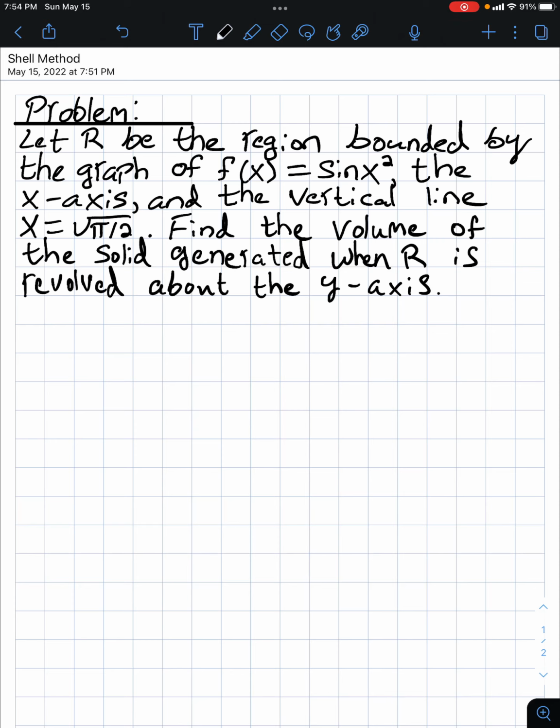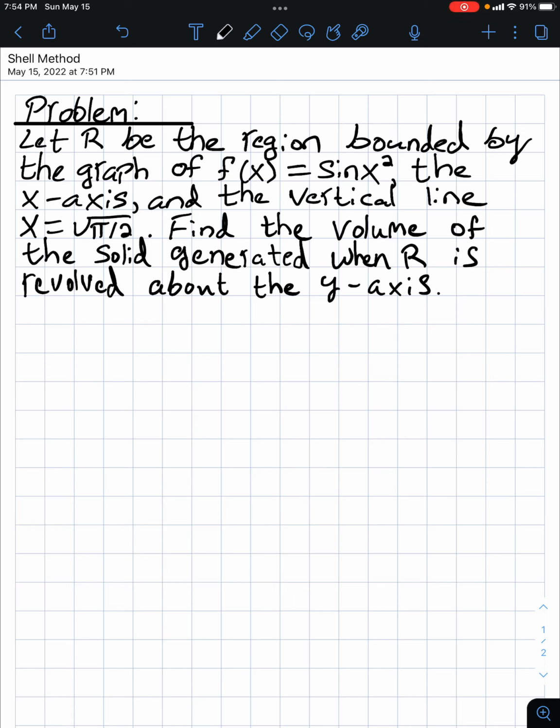Today we'll be working on a shell method problem. The problem: let R be the region bounded by the graph of f of x equal to sine of x squared, the x-axis, and the vertical line x equal to the square root of pi halves. Find the volume of the solid generated when R is revolved about the y-axis.